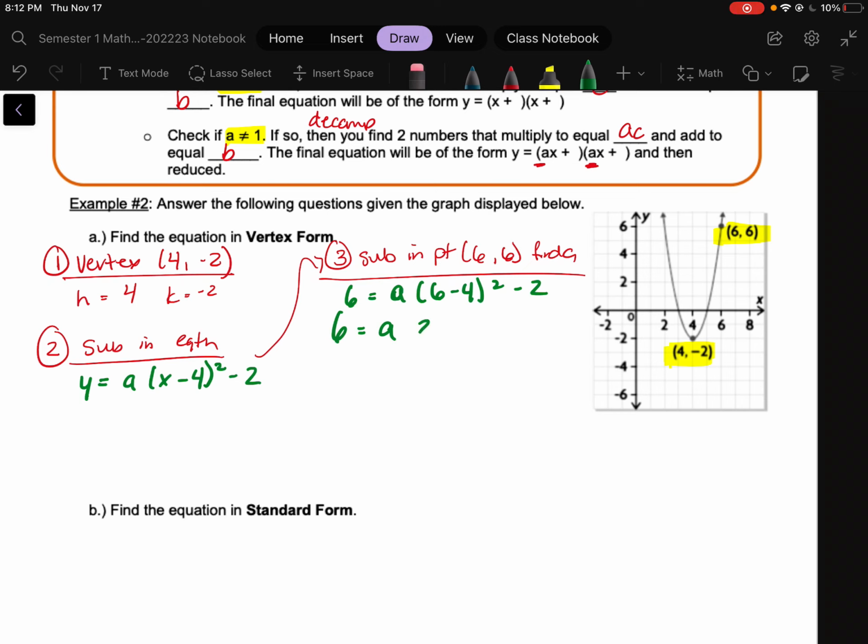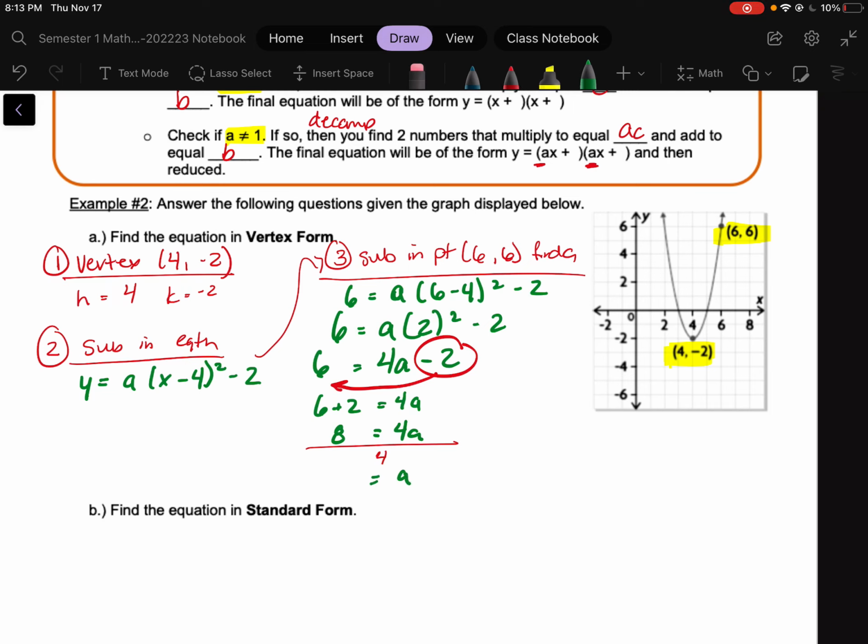Once again, solve the brackets first. So 6 minus 4 is going to be 2, power of 2 minus 2. Now, what is 2 to the power of 2 times a? It is 4a minus 2. Move this 2 on over. So we're going to get 6 plus 2 now equals 4a. So 8 equals 4a. Divide by 4 because we want to isolate our a, and 8 divided by 4 is going to be 2. So therefore, our equation in vertex form is y equals 2.